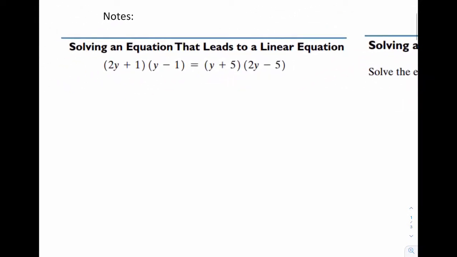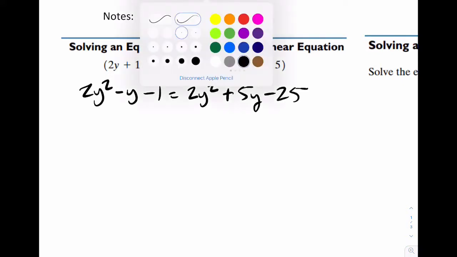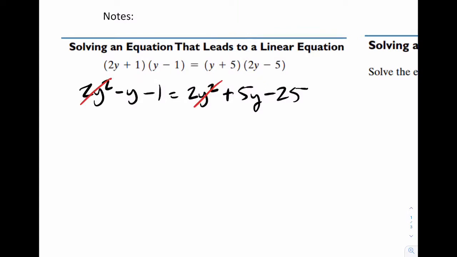So first example right here, notice how we just have to simplify this first. So let's FOIL that. That would be 2y squared minus 2y plus y would be minus y minus 1. This is 2y squared minus 5y plus 10y would be plus 5y minus 25. We should immediately notice that the 2y squareds cancel out, which is really nice. Now we're just going to rebalance the equation. So we get 6y is equal to 24, and therefore y should equal 4. That's it.